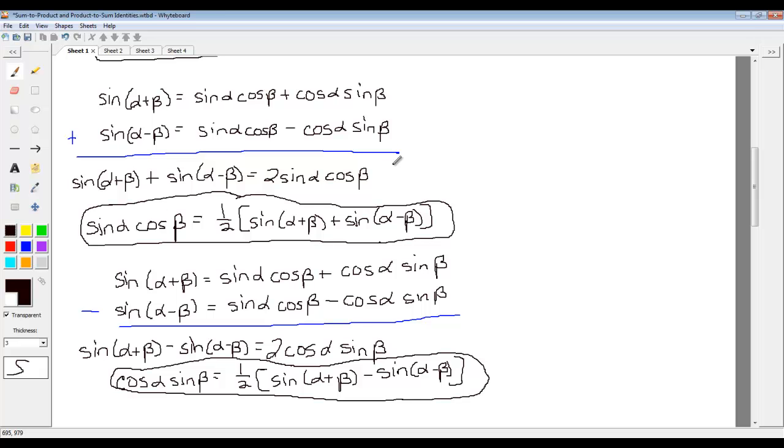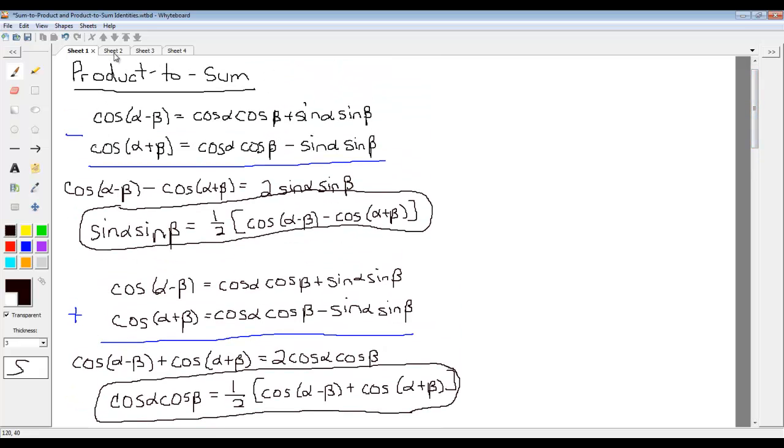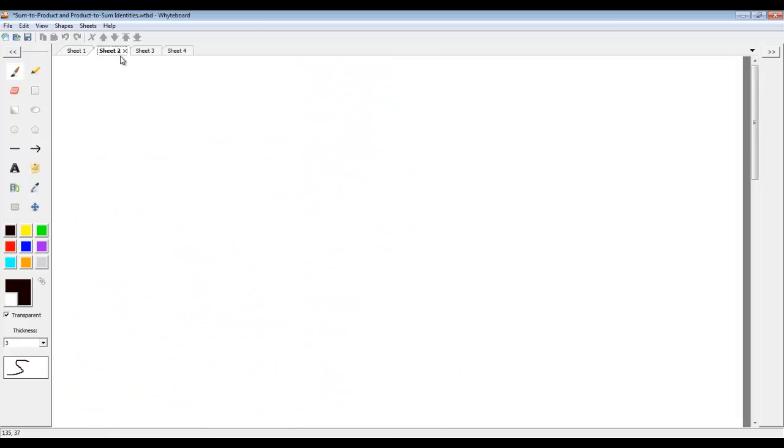Okay, so there you have it. There's your product to sum identities. So now, if you're asked to take something like sine of 5x sine of 2x and rewrite that product as a sum, you can say, well, I know that sine alpha sine beta equals 1/2 times cosine of alpha minus beta minus cosine of alpha plus beta.